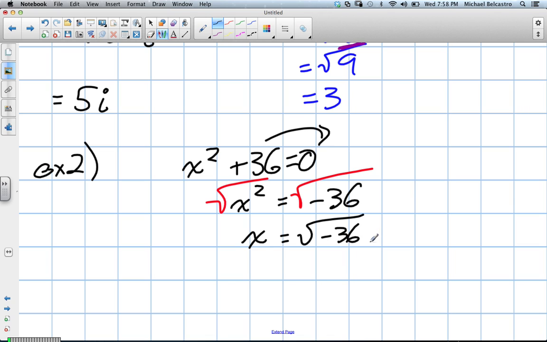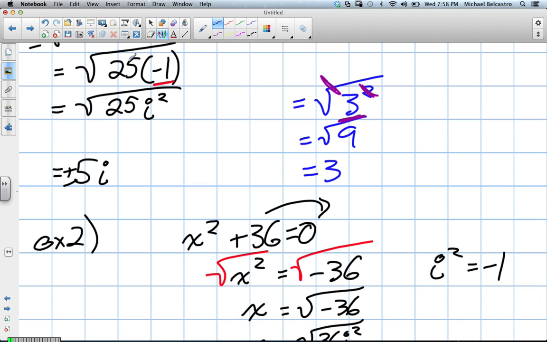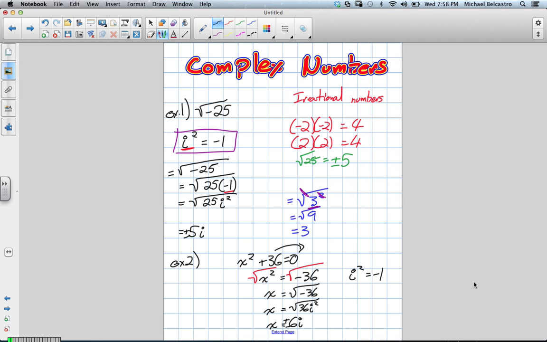We don't have a rational number for that, so we replace the negative term with i squared, because we talked about i squared now representing -1. And when we square root that, we end up with 6i. And because it's 36, it's technically plus or minus 6i, just like it would have been plus or minus our 5. So that's the entire page for complex numbers.